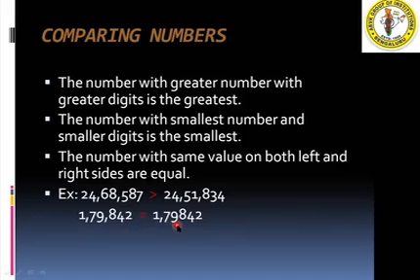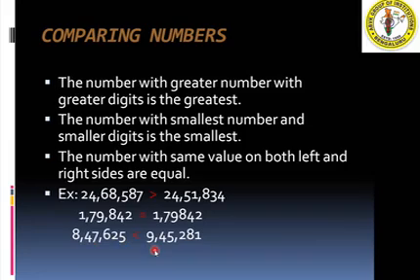Let us see the next example. 1,79,842. Same on this side also, 1,79,842. So you have the same numbers. When you have the same number on the left side and the right side, both sides, then here you will get the equal to symbol.